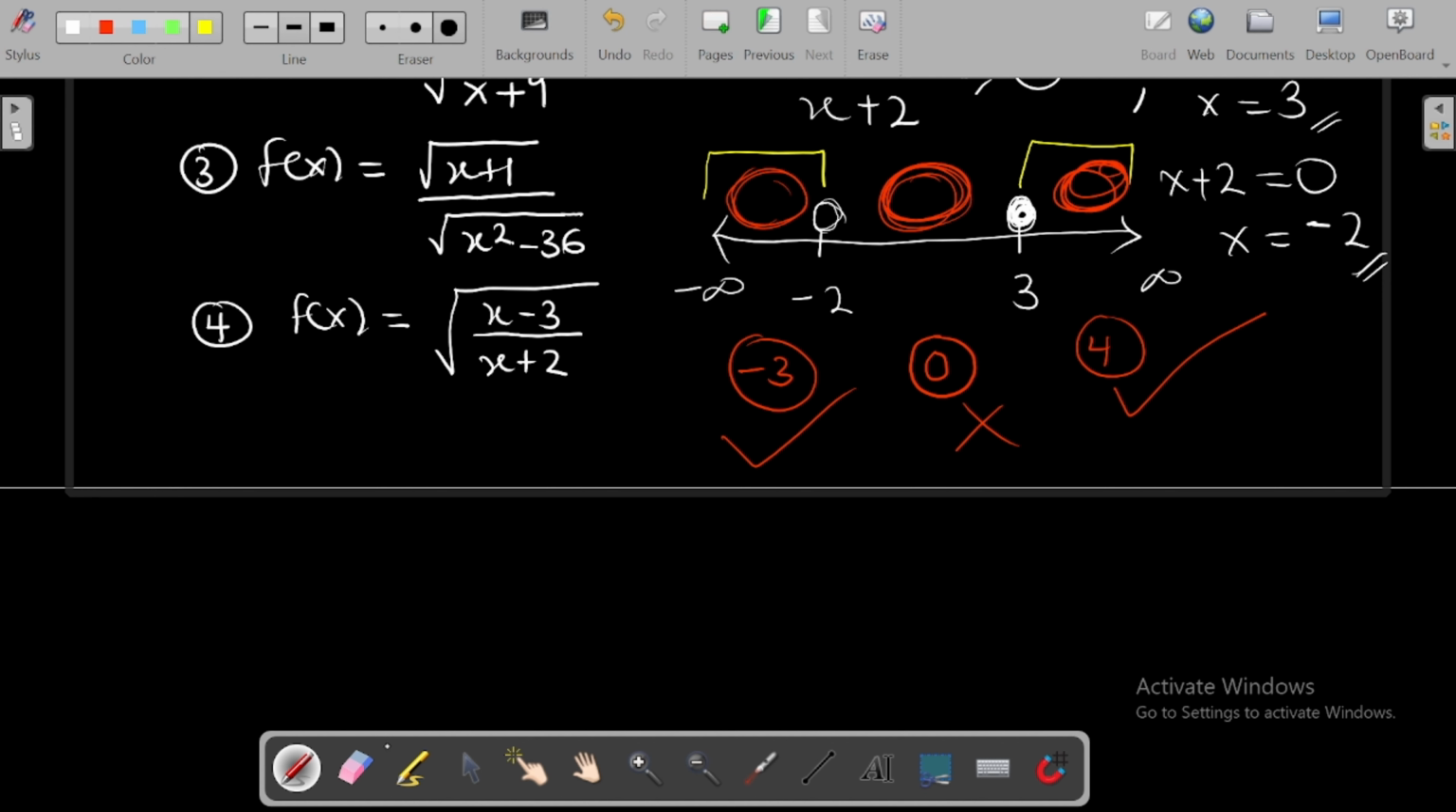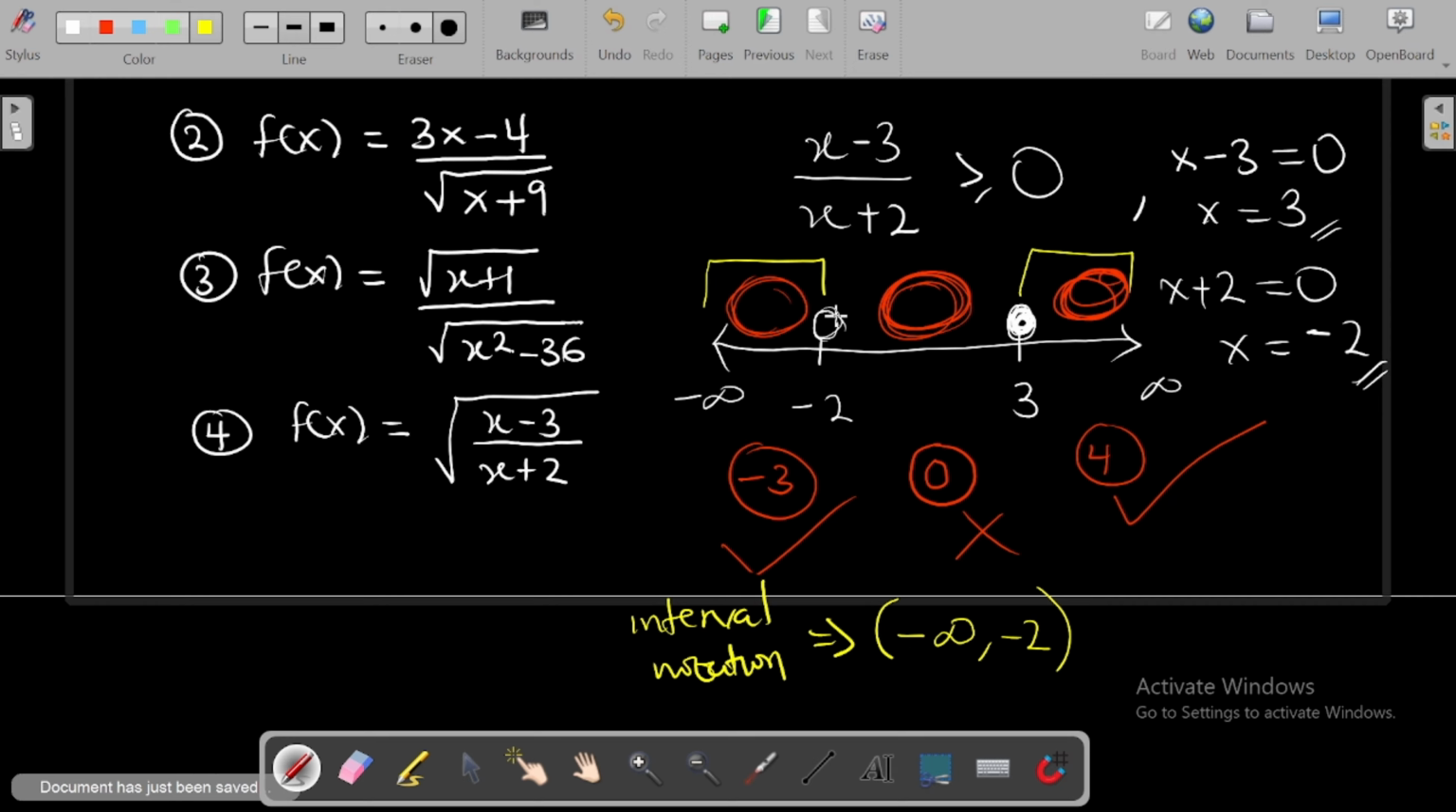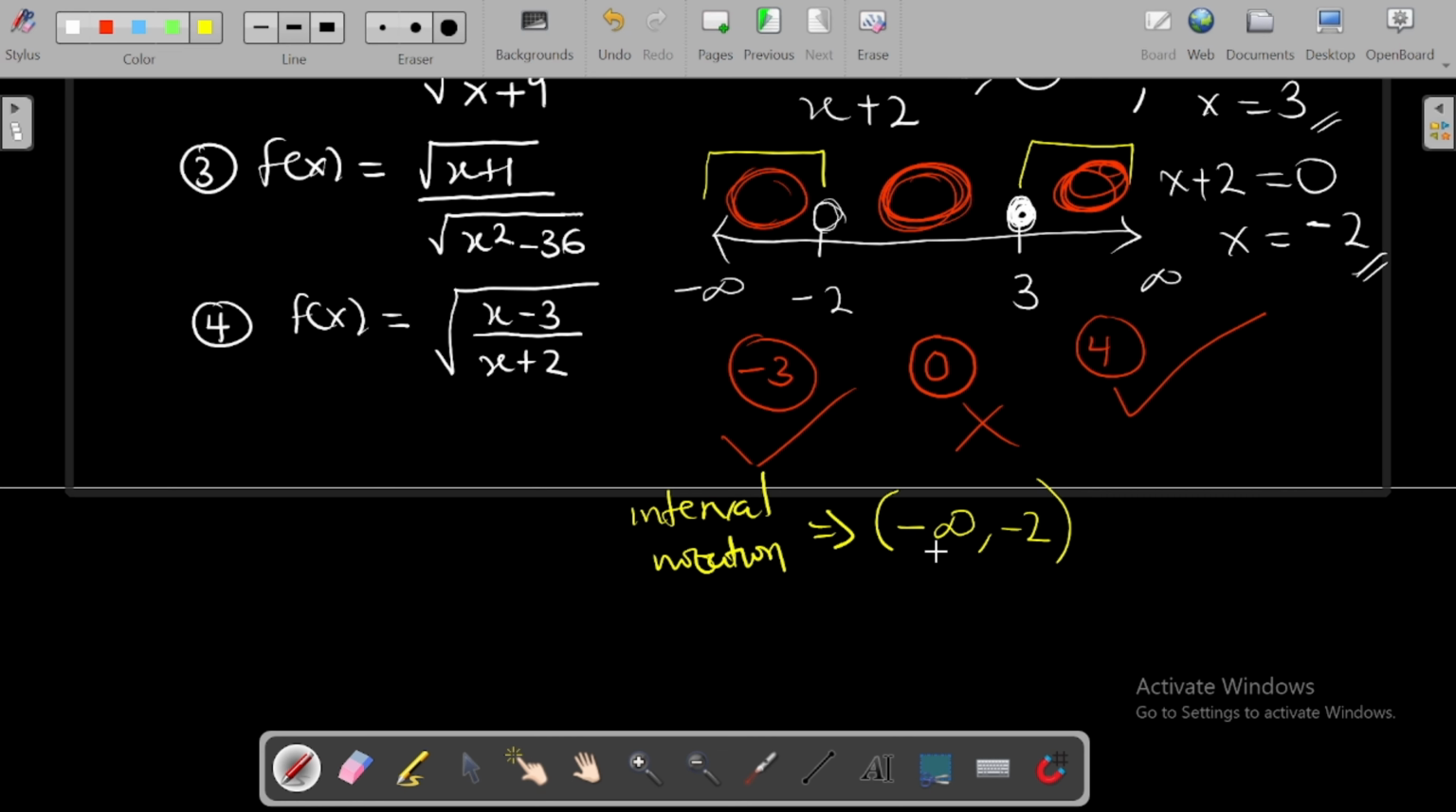Okay, so now we can write our domain. Let's use interval notation first, since we have the number line. From the interval notation, we can see that the domain is from -infinity to -2. Notice that the 2 here is with parentheses, not with a square bracket, because we have an open circle, and it's not included as part of the domain. And then we'll have the union with our next region which satisfies, and it starts from 3. But notice that this 3 has a closed circle, and hence we have a square bracket and then 3 to infinity. So this will be our interval notation for our domain.